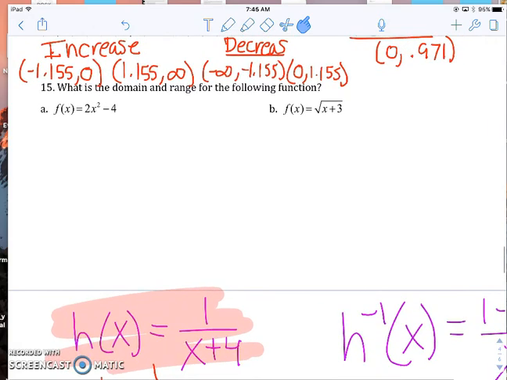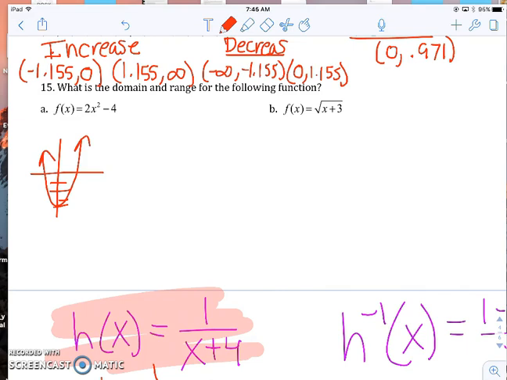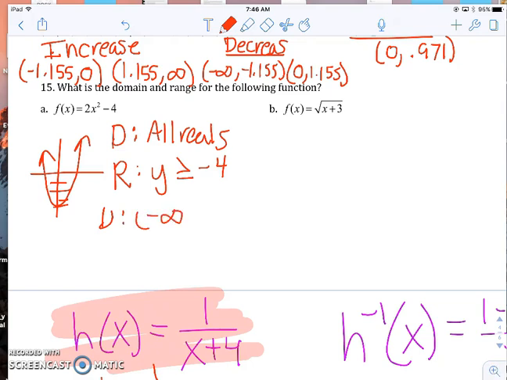And then these last couple here, finding the domain and range. Well, we know that this is a parabola, the 2, so it's a vertical stretch and down 4. So we know our parabola looks like this. So our domain, we could say, is all reals. And while our range, the lowest point is negative 4, so y has to be greater than or equal to negative 4. And if you use that set notation, you could have said your domain is negative infinity to infinity, and our range includes negative 4 to infinity.